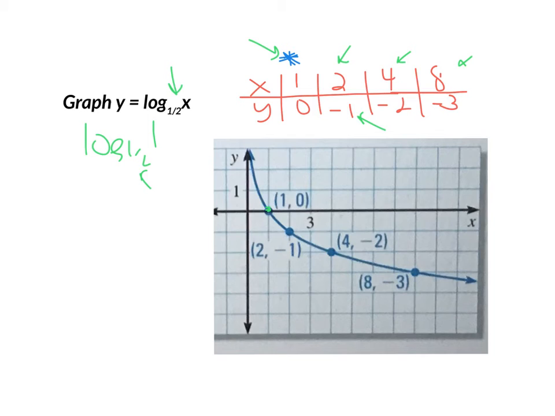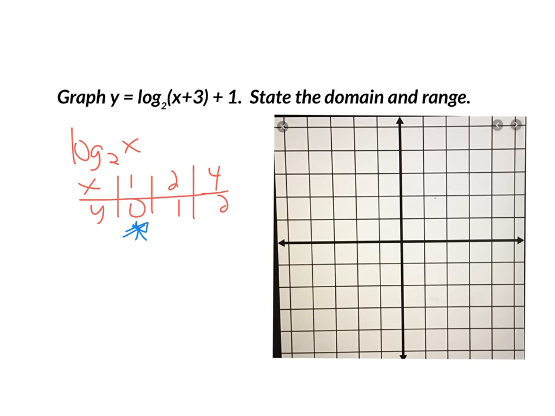Okay, one more where you got some shifts and things. Let's look at the last one. Like the last one says, graph y equals log base 2 of (x plus 3), plus 1, and state the domain and the range. Now, this has a lot of stuff. This is a regular graph. It's bigger than 2, so I know the graph's going to go up like this. The only difference is it's going to be shifted left 3 and up 1.